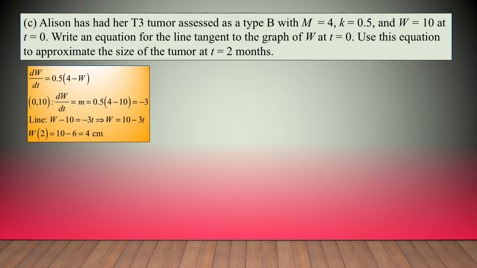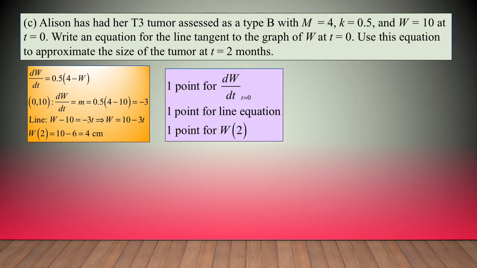Our equation for a type B will be dW/dt is equal to 0.5 times quantity 4 minus W. At the point (0, 10), dW/dt, which is the slope of our line, will be 0.5 times 4 minus 10, which is negative 3. So therefore the line will be W minus 10 is equal to negative 3t, or W equals 10 minus 3t. And at t equals 2, W of 2 is equal to 10 minus 6, which is 4 centimeters. 3 points for this part. 1 point for dW/dt at t equals 0, 1 point for the equation of the line, and then 1 point for W of 2.